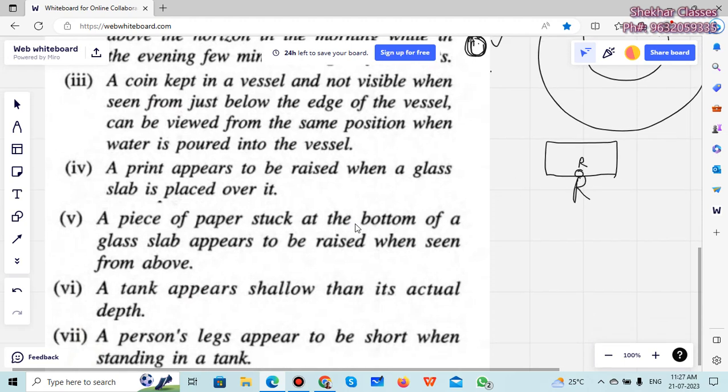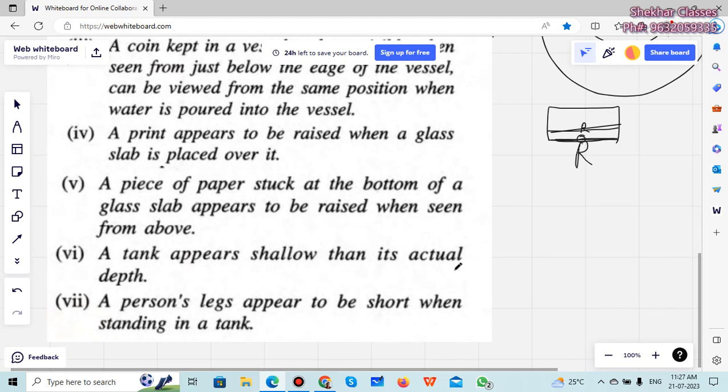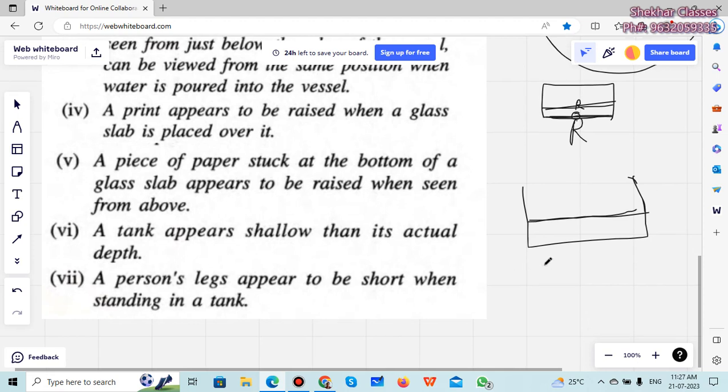A piece of paper stuck at the bottom of the glass appears to be raised. If you keep some paper over here, it will look like it is raised over here because of the same reason. A tank appears shallower than its actual depth. It looks as if it is very near the surface, but the actual depth is much more. We have seen that. A person's legs appear to be shorter when standing in a tank. If a person is standing in the tank, his body is over here and his legs are there, and you will find that the legs look a bit smaller. Why? Because of refraction of light.